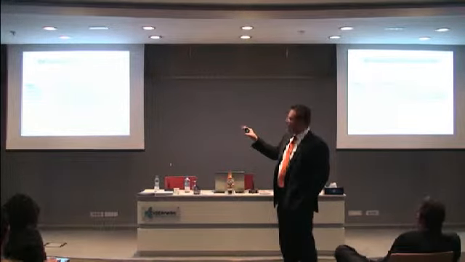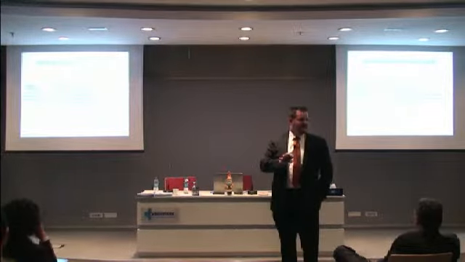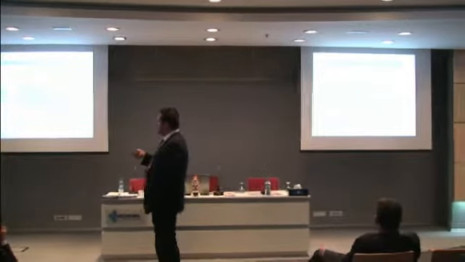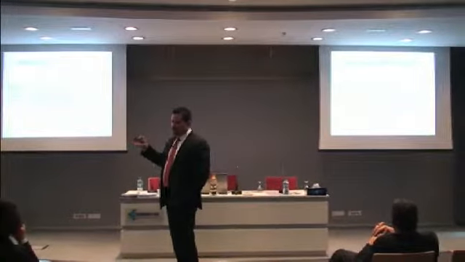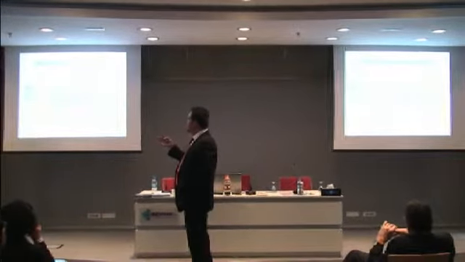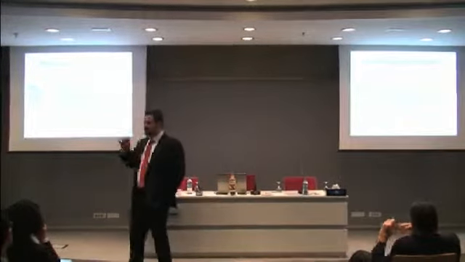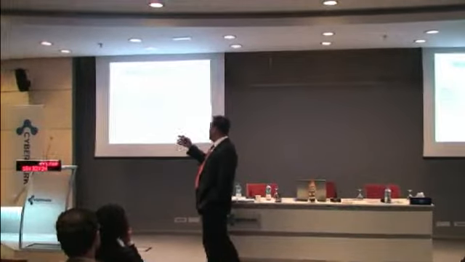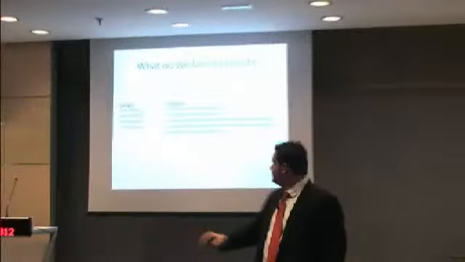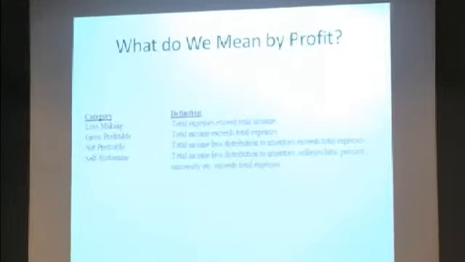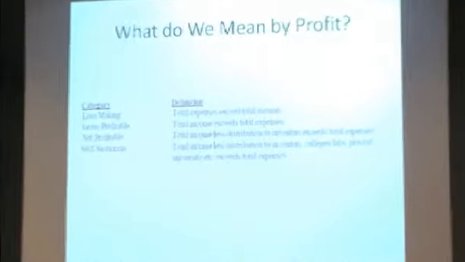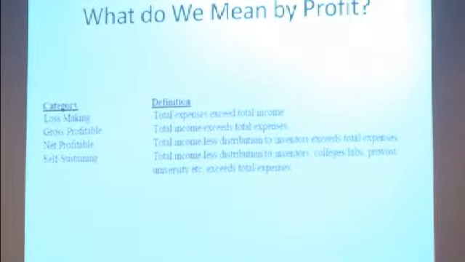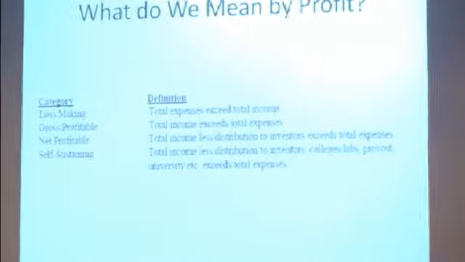So let's define what we mean by profit. Accountants love playing with numbers. We're very good at playing with numbers. So there's categories here. There's loss making, expenses exceeding total income. There's gross profitable, meaning your total income exceeds your total expenses. Net profitable, which means your total income minus your distribution to inventors, what your inventors get, exceeds your total expenses. So if you don't have to worry about what you pay the professor or the inventor, you're fine. And self-sustaining means you're able to cover every cost: all your patents, payouts, operations, everything else.